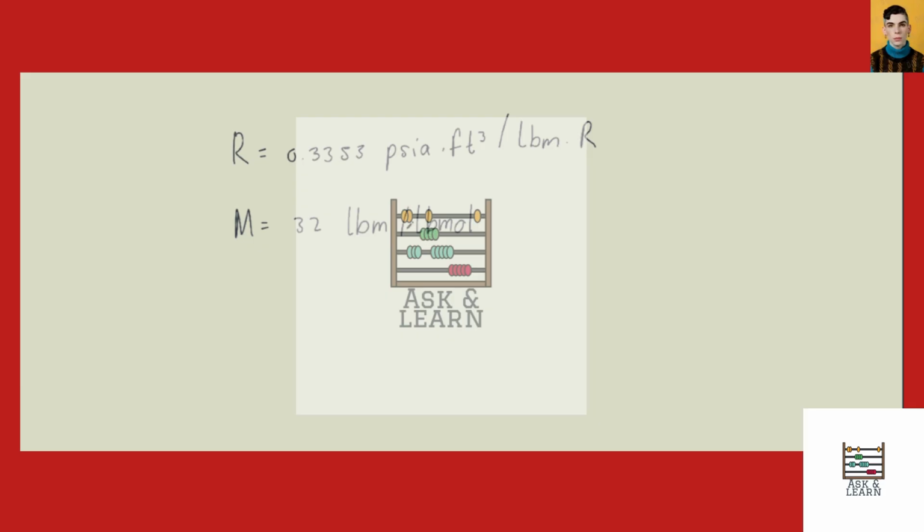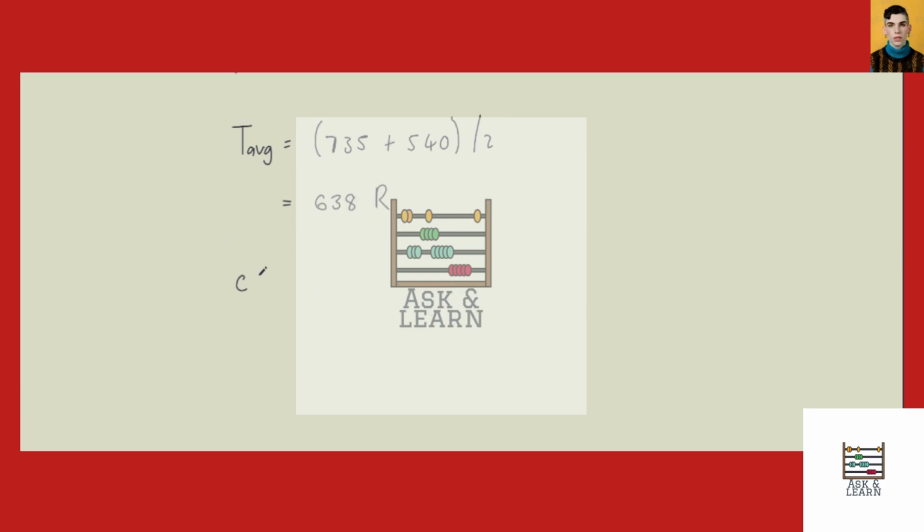So the specific heat of oxygen at average temperature, which is the average of the final and initial state temperatures, is 735 plus 540 over 2, and this is 638 R. And at this temperature, the specific heat at constant volume, Cv, from our tables, is 0.16 BTU per pound mass R.